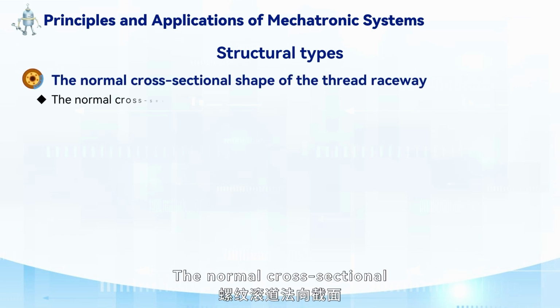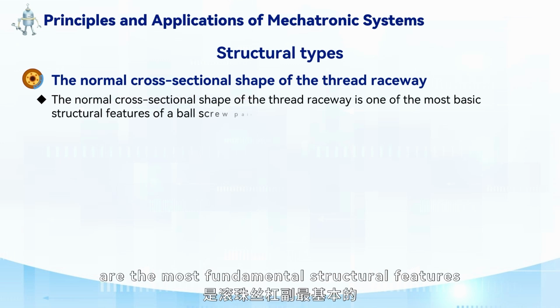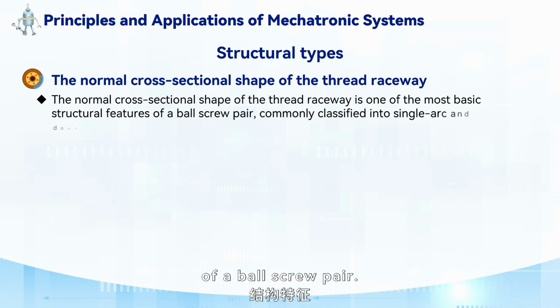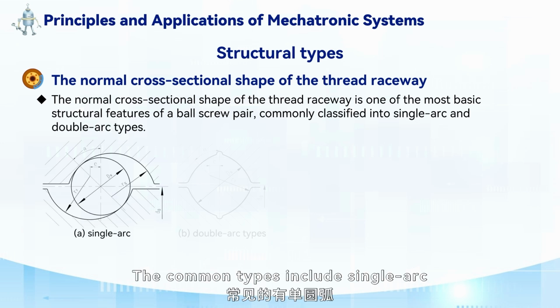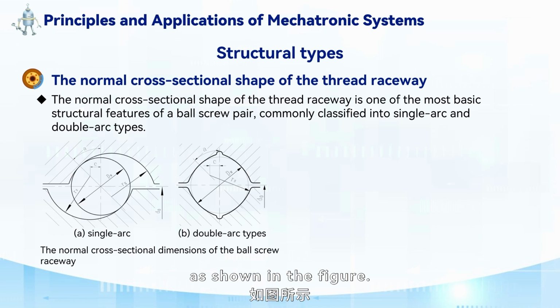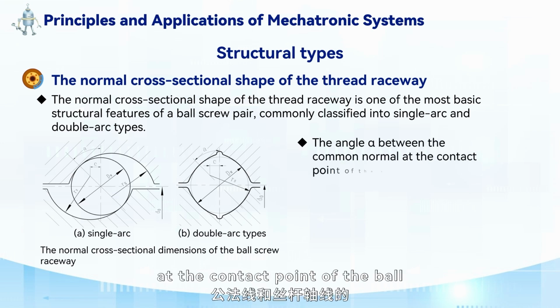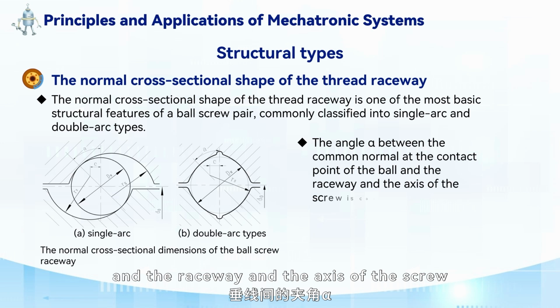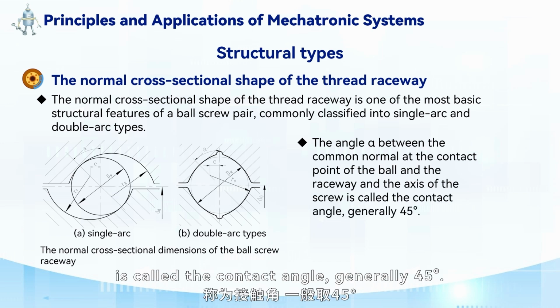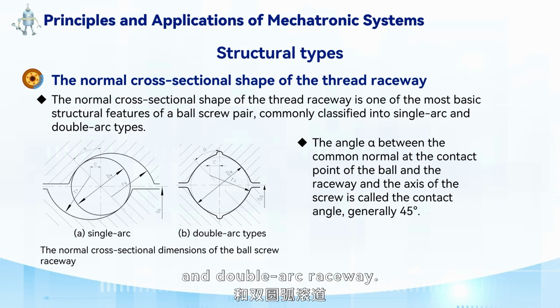The normal cross-sectional shape and dimensions of the thread raceway are the most fundamental structural features of a ball-screw pair. The common types include single arc and double arc configurations, as shown in the figure. The angle alpha between the common normal at the contact point of the ball and the raceway and the axis of the screw is called the contact angle, generally 45 degrees. Classifications: single arc raceway and double arc raceway.